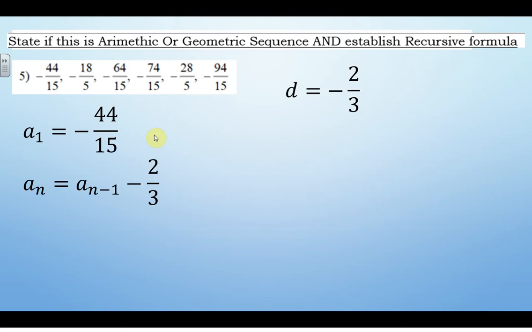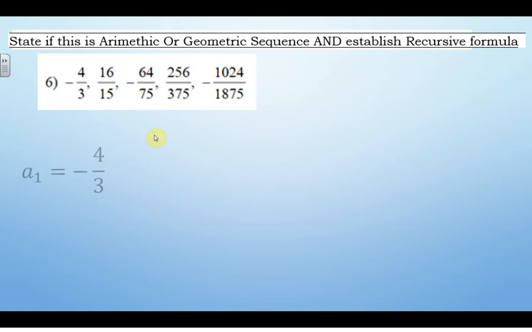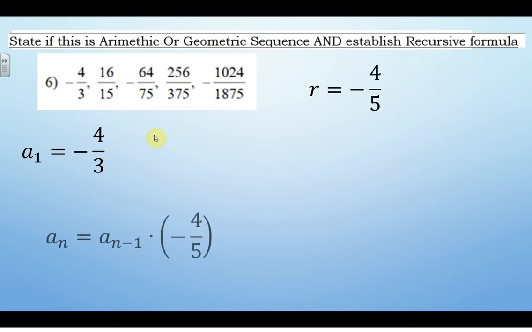Now they do get trickier than this, just to point out, but we're just showing you the difference between the two right now. Okay, so first term, the r was -4/5 in this equation, so it would just be a sub n minus 1 times -4/5, and that's how you get to the next term.